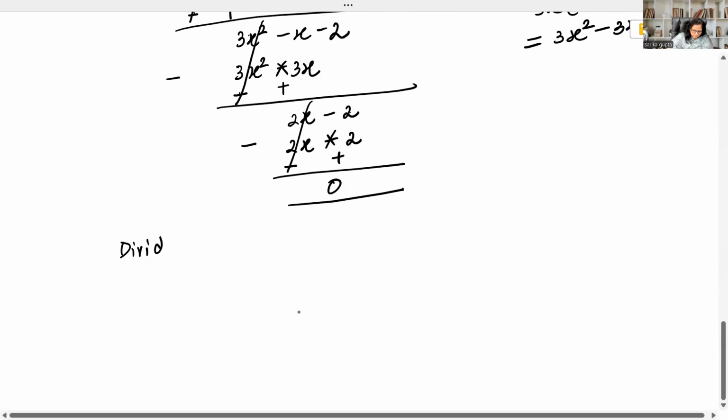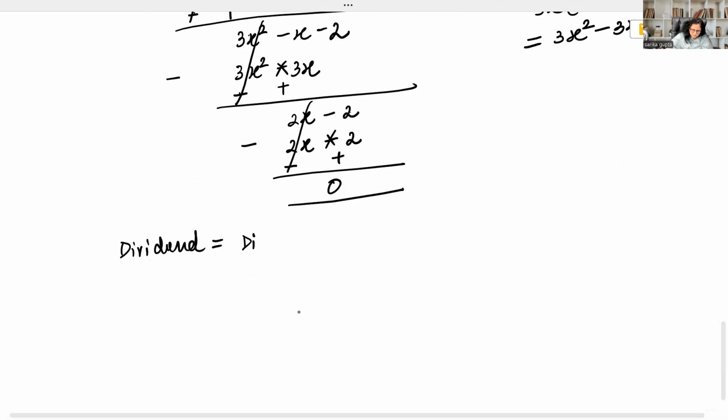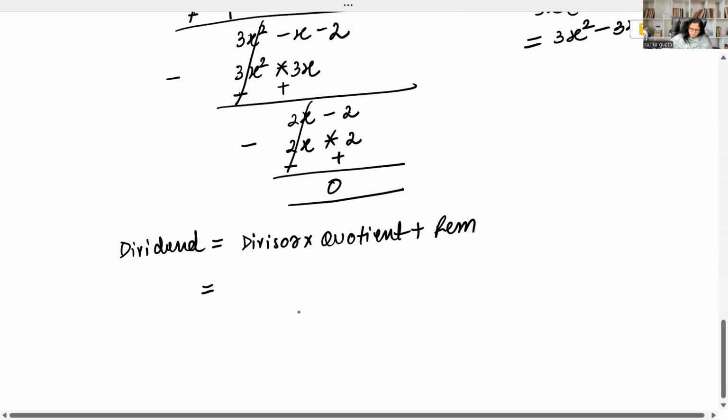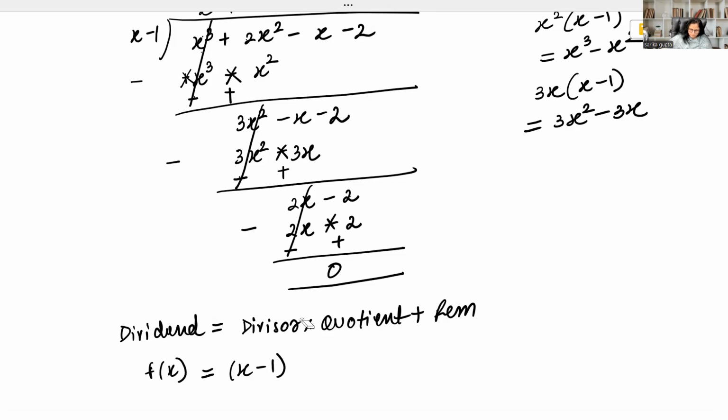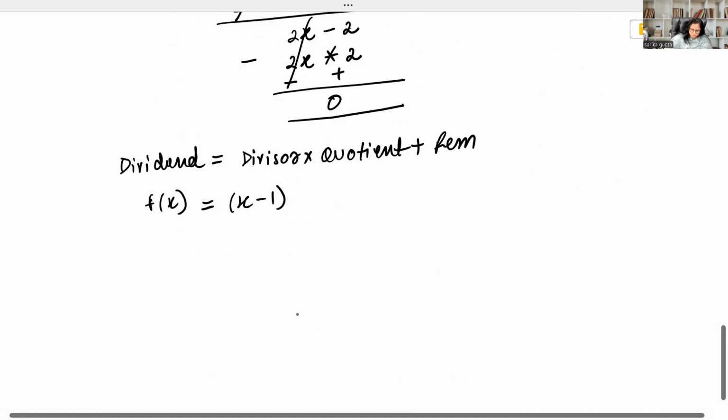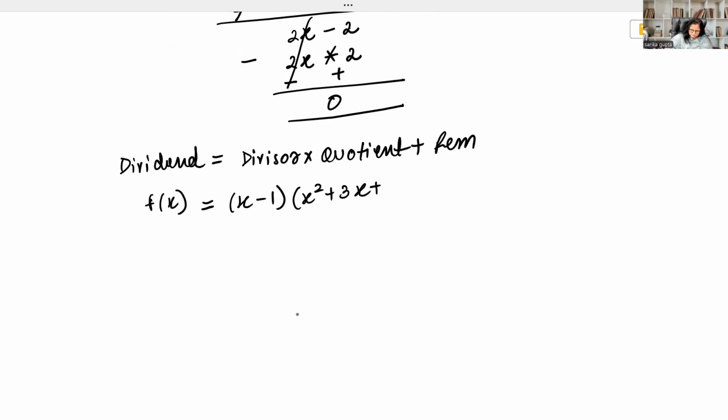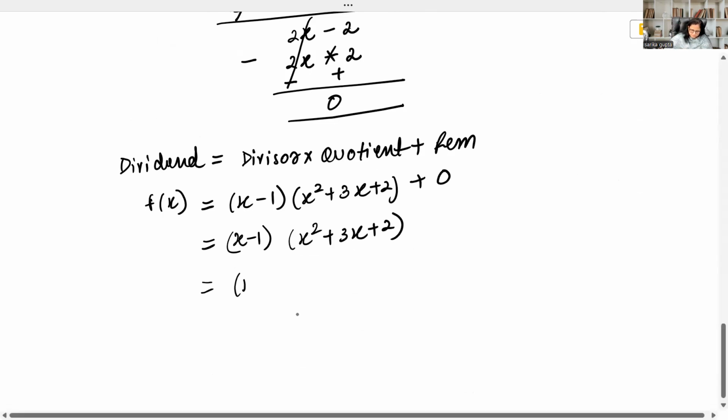Again, using the law for division, dividend is equal to divisor into quotient plus remainder. So the polynomial f of x is equal to, divisor is x minus 1 and quotient is x square plus 3x plus 2 plus 0. So to find out the other two factors of this cubic polynomial, we will go for the splitting the middle term method in the second expression.